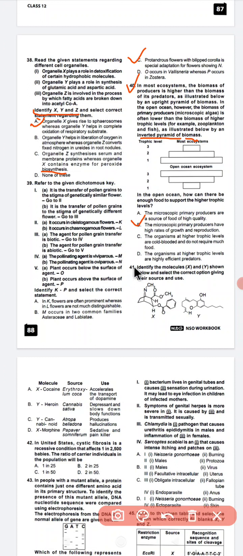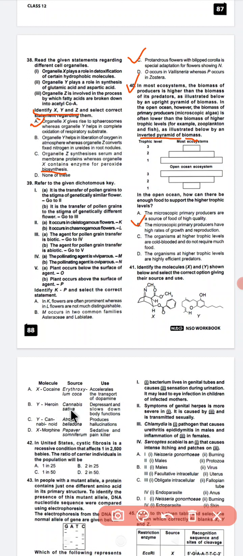After that, we have question 41. In question 41, you have to identify the molecule X and Y shown below and select the correct option giving their source and use. See, this is molecule X, this is molecule Y. You have to choose the correct one. And the options are, option A is molecule X is cocaine and the source is Erythroxylum coca, uses accelerates the transport of dopamine hormone.